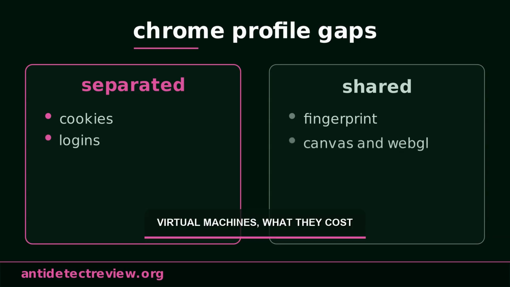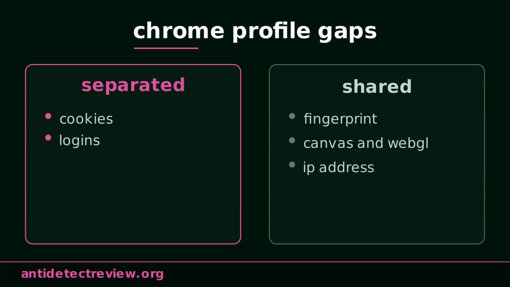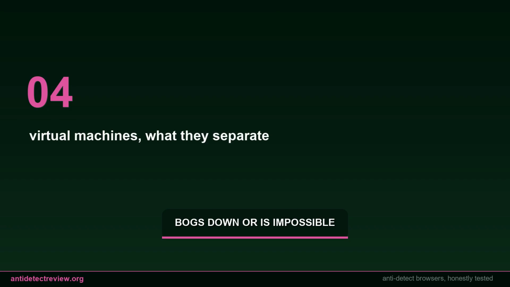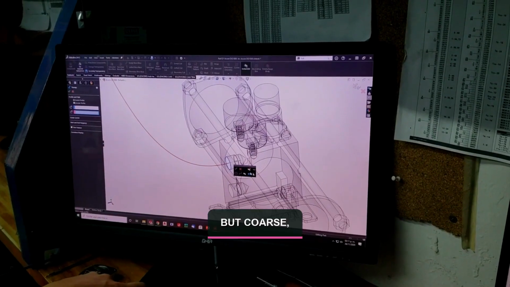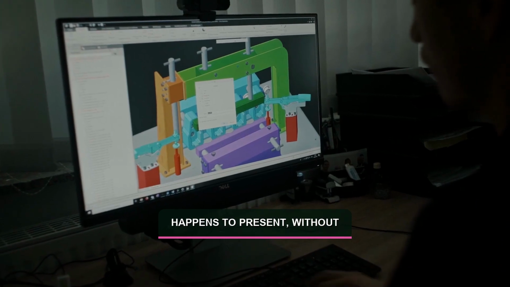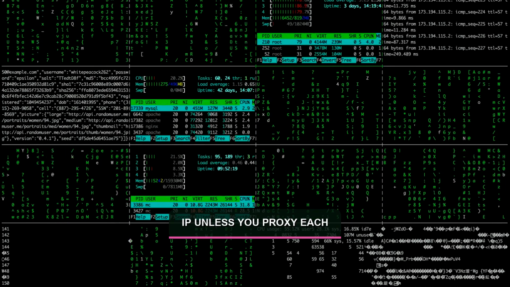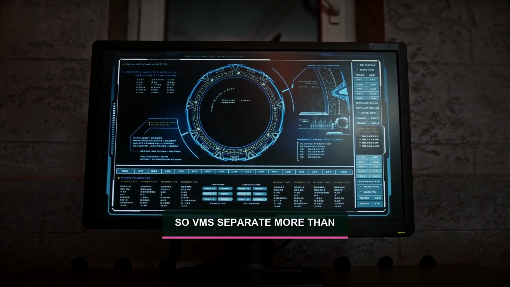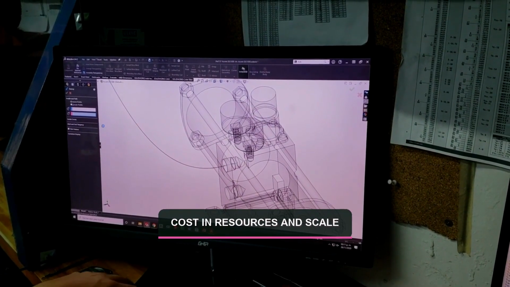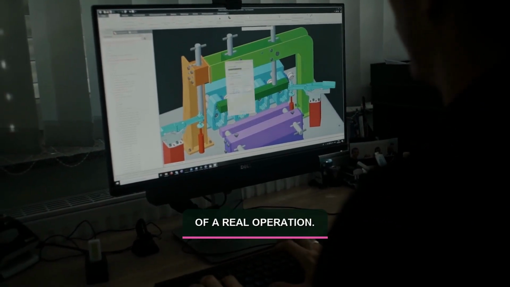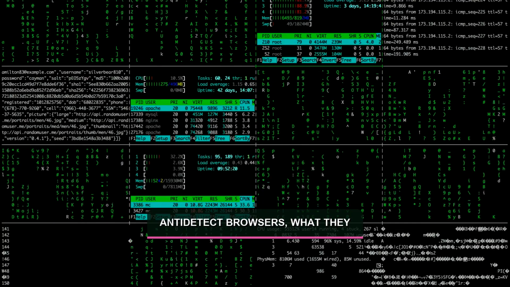Virtual machines, what they cost. But virtual machines are heavy. Each one consumes real memory, disk, and processing power. So running many at once bogs down or is impossible on ordinary hardware. They are slow to create and manage, and scaling to dozens or hundreds of identities is impractical for most people. The fingerprint separation is real but coarse. You get whatever the VM happens to present without fine control over each signal, and they still share one IP unless you proxy each VM separately. So VMs separate more than Chrome profiles, but at a cost in resources and scale that stops them well short of a real operation.